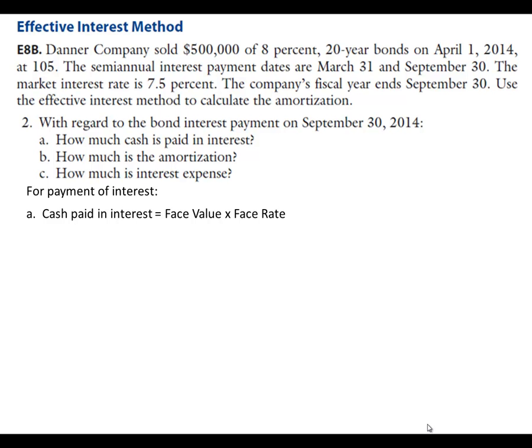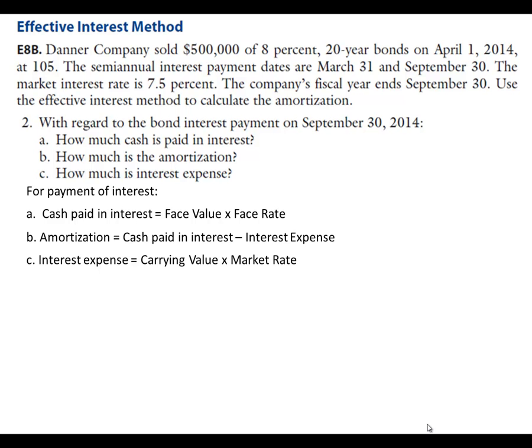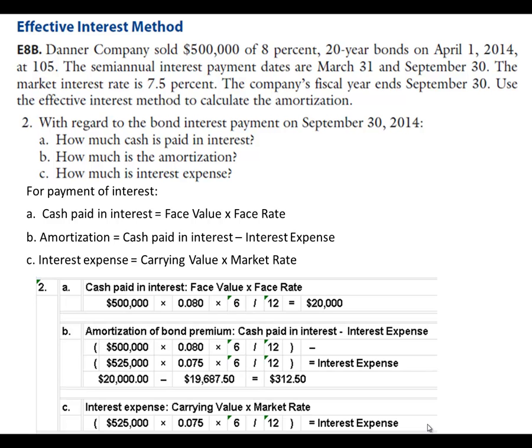So it's going to be face value times face rate, which in this case face value is $500,000 and the face rate is 8%. In part C, we're going to calculate interest expense. Interest expense is now going to be calculated by taking the carrying value of the bonds times the market rate, and I'll show you how we're going to do that. And then we can go back and calculate part B by taking A minus C. So let's do that. So in part A, 500,000 times our face rate of 8% times our 6 over 12, because we're paying semi-annual interest, so every 6 months out of 12 months we're paying interest. So the cash paid in interest will be $20,000, and that'll end up being a credit to cash.